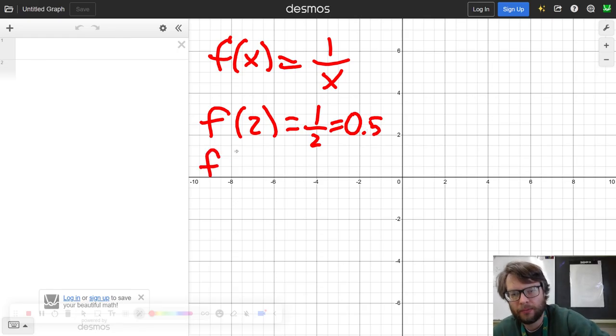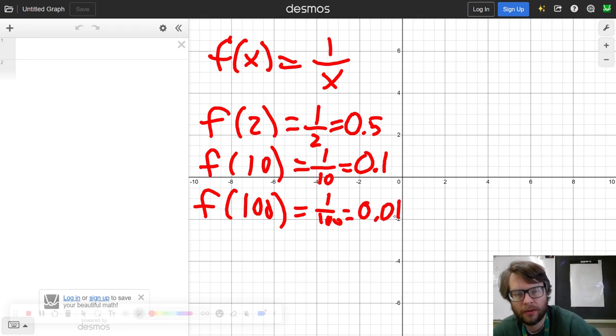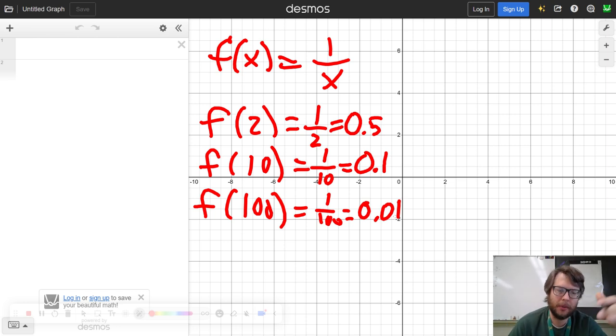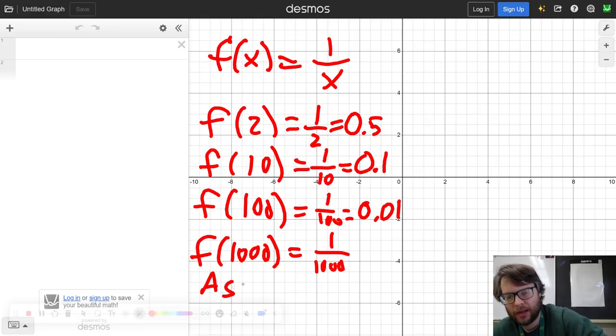If I did f of 10, that's an x value of 10. That's a y value of 1/10, or 0.1. If I did f of 100, 1 over 100, 0.01. Okay? So what I hope you can see is that as I make x bigger and bigger and bigger, my y values get smaller and smaller and smaller. f of 1,000 would be 1 over 1,000. That's even smaller.